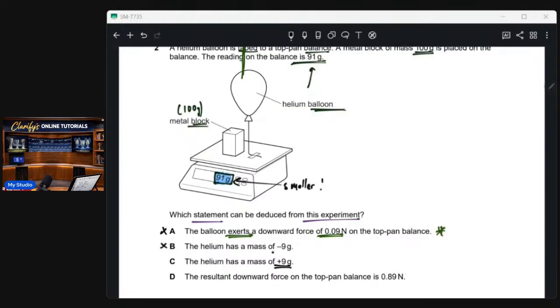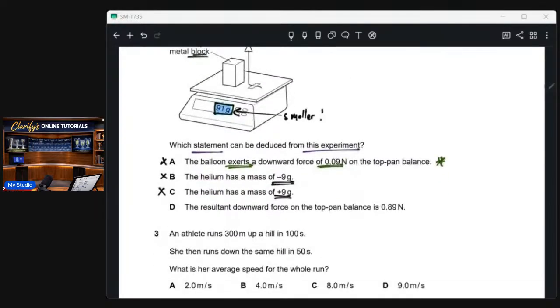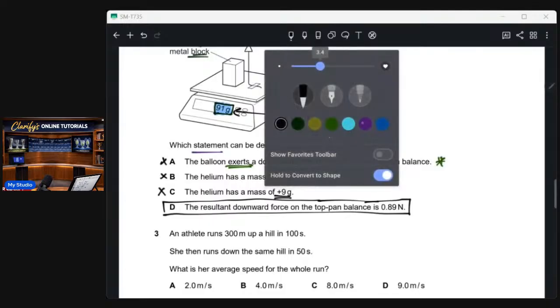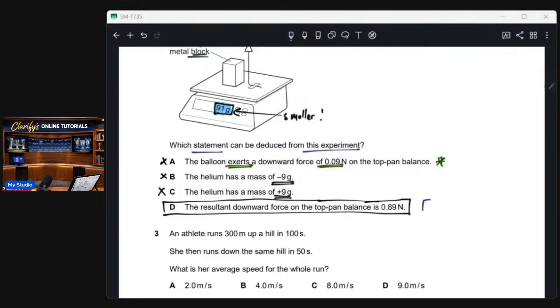Here it can never be negative, so this is out. Mass can never be negative. And then here we don't know the mass of helium. So this becomes the last one. The resultant downward force is 0.89 newtons. Wow, the resultant downward force. Well, force is equal to mass times gravity. What is the mass? 91 grams. This is the mass that remains.